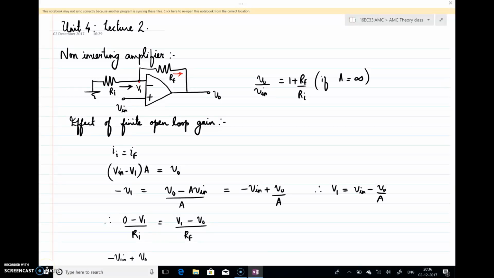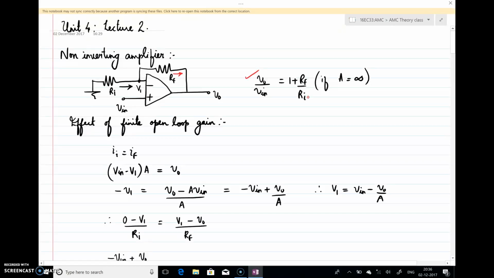Welcome to the session. In this lecture, we'll see the different applications of op-amp. We'll start with non-inverting. In the last lecture, we discussed the inverting amplifier. So in the case of a non-inverting amplifier, if I'm considering open loop gain as infinity, I can get the expression of closed loop gain V0 by Vin as 1 plus Rf by Ri.